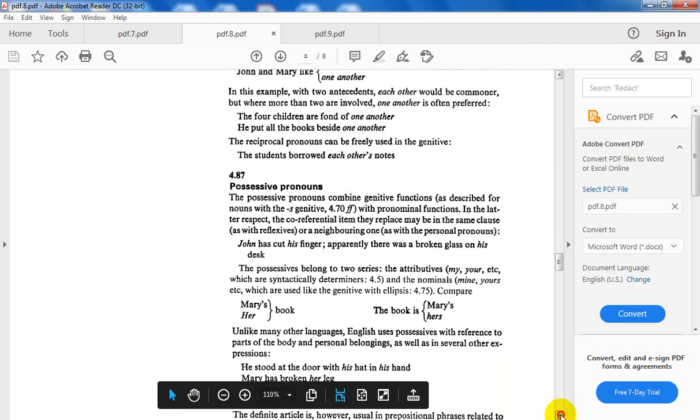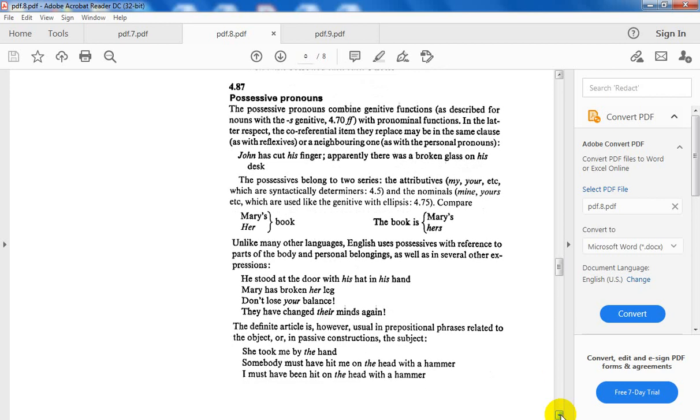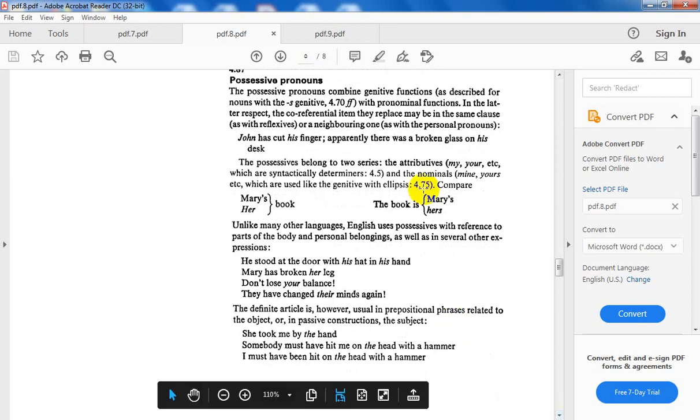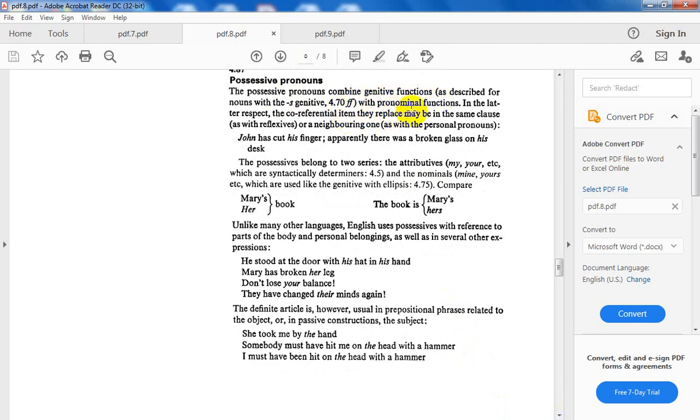The last subclass of the central specific is the possessive pronouns. Again, they are seven, but they can function as either determiner or nominal. They combine genitive function with pronominal function. Genitive function means take my, her: my book, her book, their book, his book, its, with the pronominal mine, hers, yours, ours. You see? In the latter respect, they are pronominal.